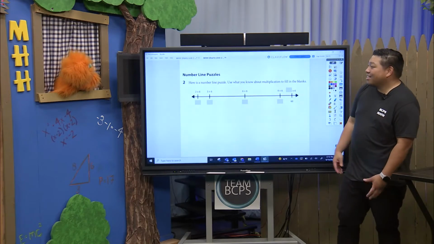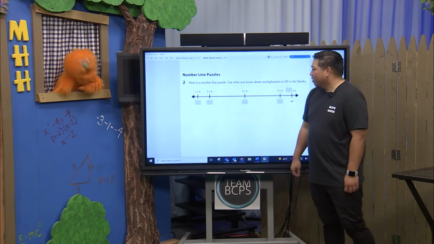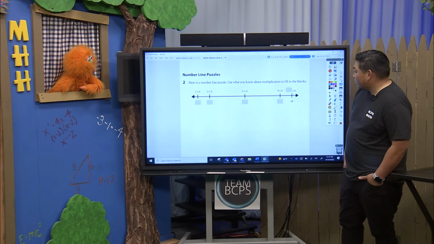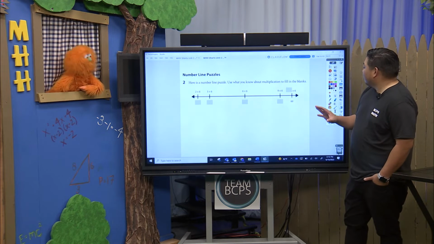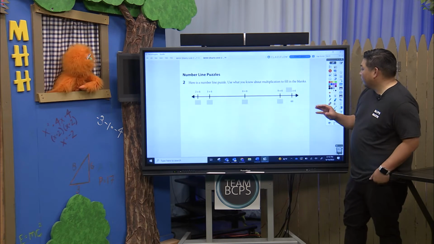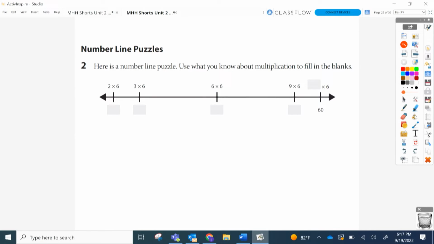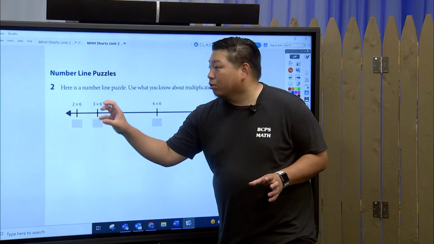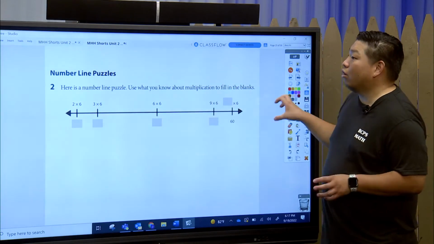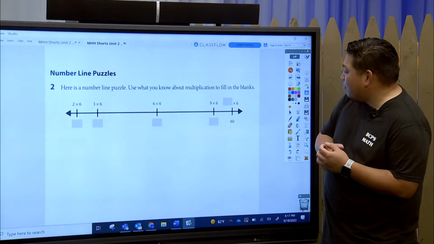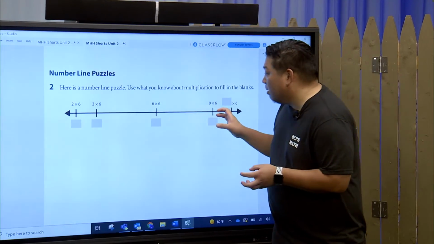All right, the last thing we have today is a number line puzzle. Ooh, puzzles. It says, here is a number line puzzle. Use what you know about multiplication to fill in the blanks. I think I like this. It looks like we have a number line, and we know that when we have number lines, the numbers that are less go to the left, and the numbers that are greater continue to grow to the right. Left is less. So let's fill in what we know.